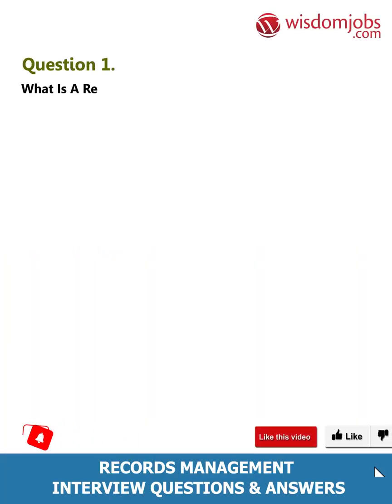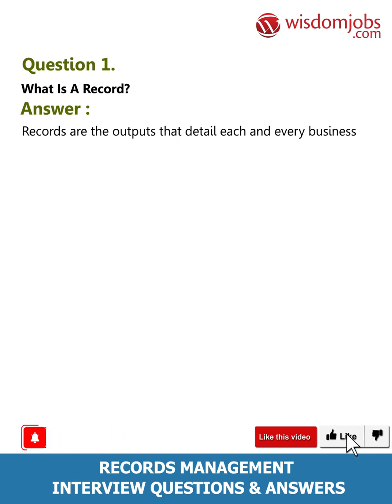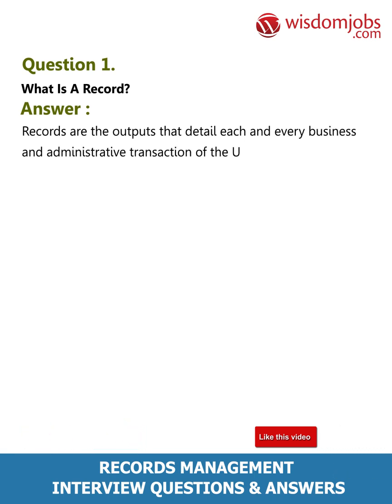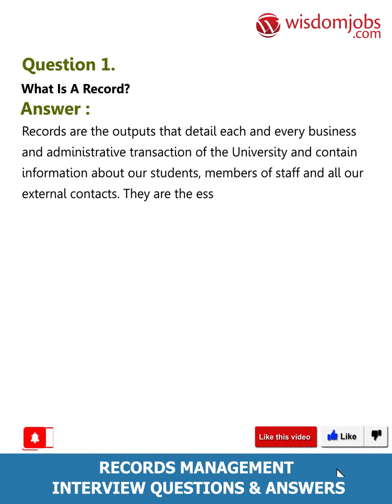Question 1. What is a record? Answer. Records are the outputs that detail each and every business and administrative transaction of the university and contain information about our students, members of staff and all our external contacts. They are the essential resource for the university's effective continuation.